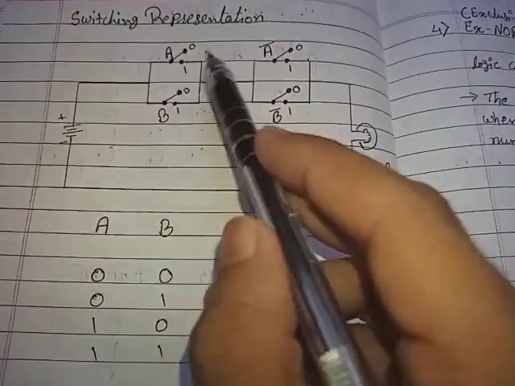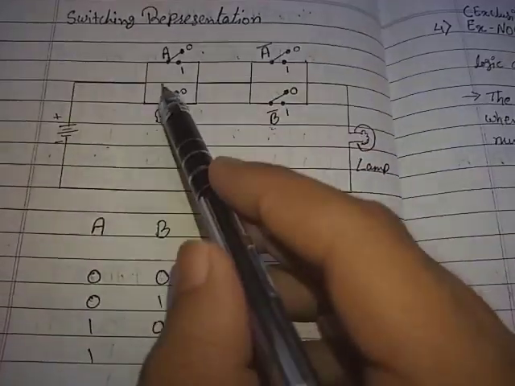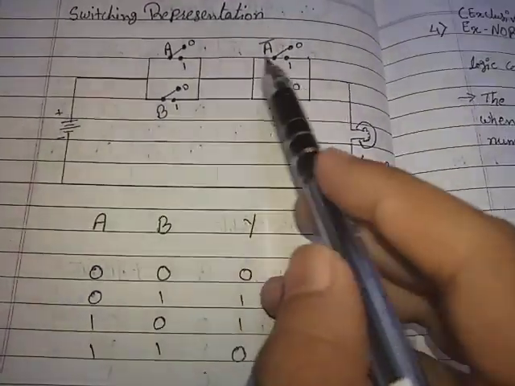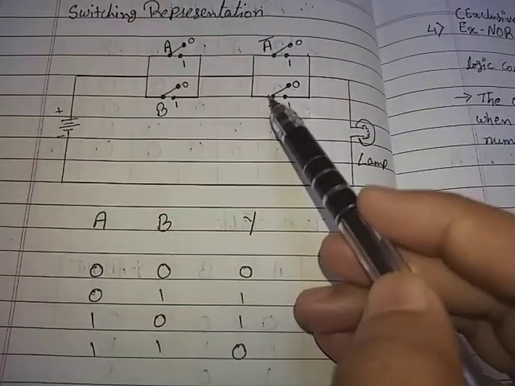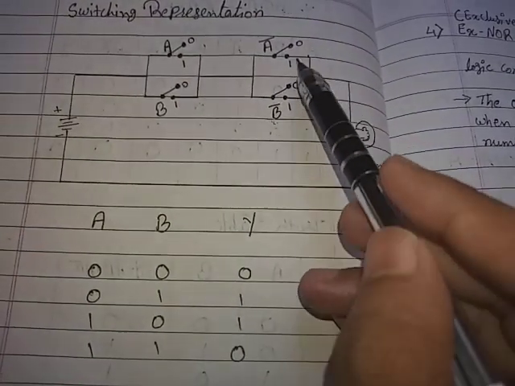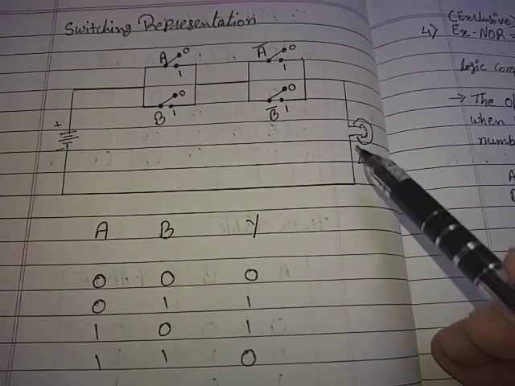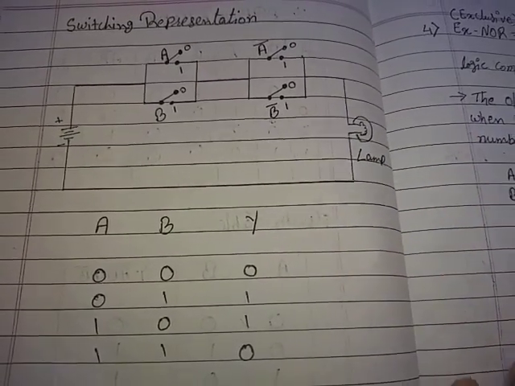When A is at 1, A bar is at 0. B is at 1, B bar is at 0. So current will flow from here, but as A bar and B bar both are at 0, or both are open, the circuit is incomplete and hence the lamp will not glow.